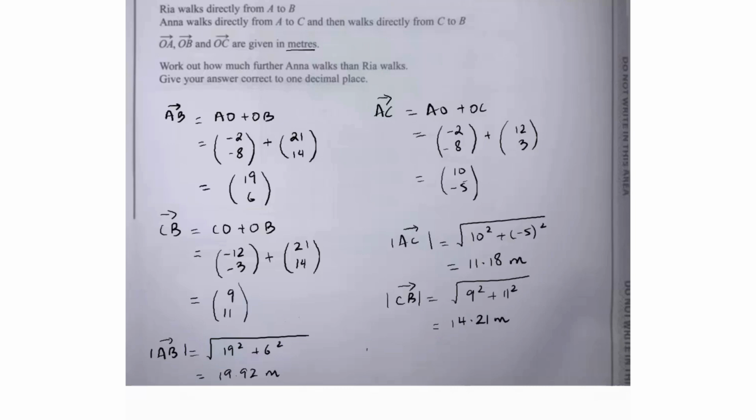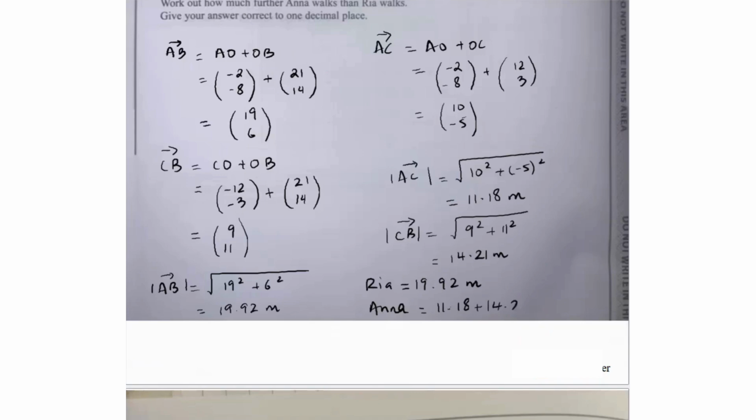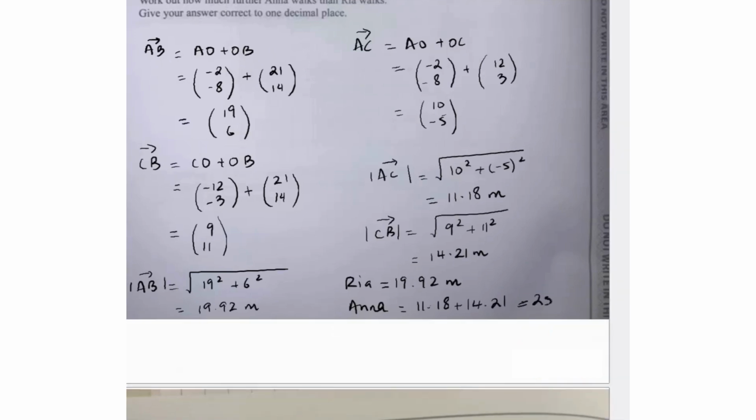Now for Ria, your distance is 19.92 meters. And for Anna, it's A to C, which is 11.18 plus 14.21, and that equals 25.39 meters. So the difference between 25.39 minus 19.92 is 5.5 meters, correct to one decimal place. So that is how much further Anna walks than Ria walks.